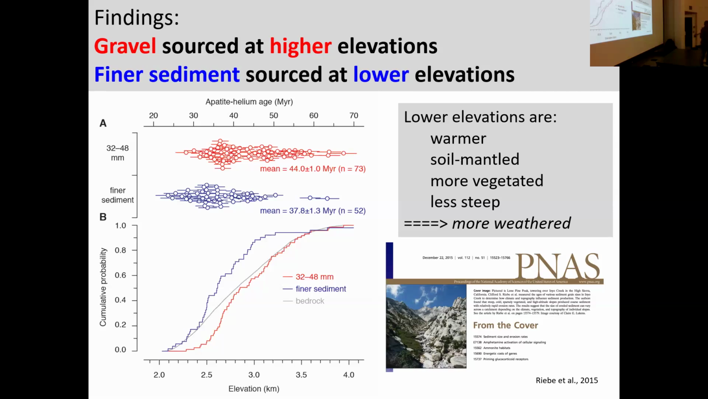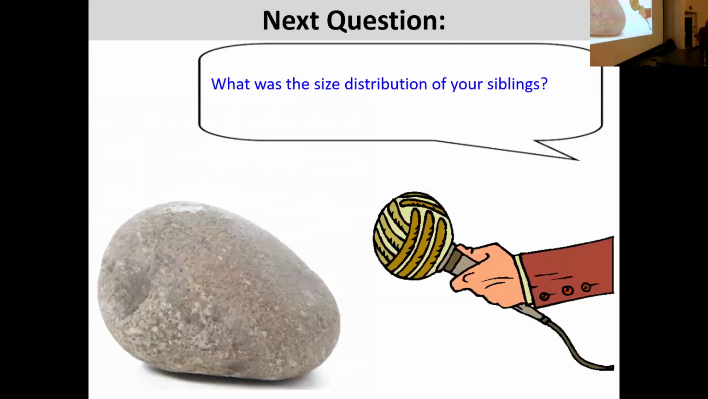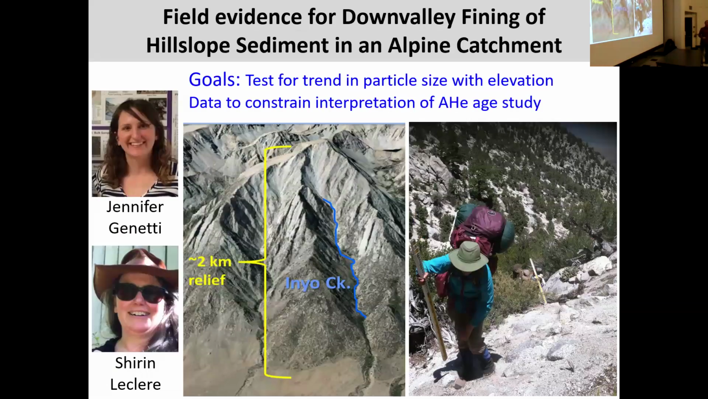So the next thing we did was to go there and see what we actually find. And this was our way of answering this question: what was the size distribution of your siblings, of all the particles that are being produced? And we did this the old-fashioned way. This is the master's thesis work of Jennifer Gidetti and Shireen LeClaire, other students of mine at San Francisco State.